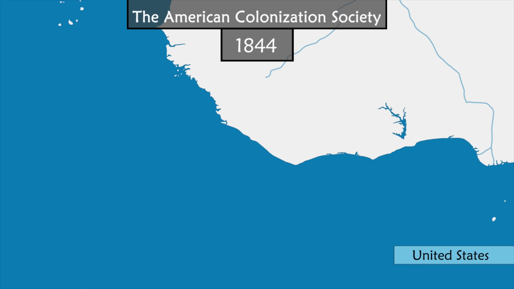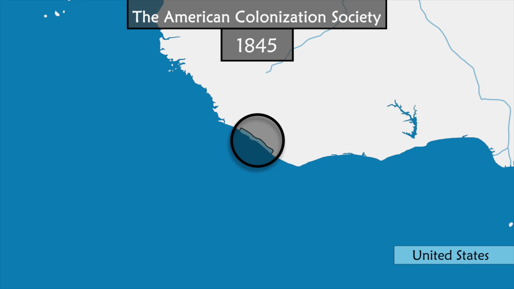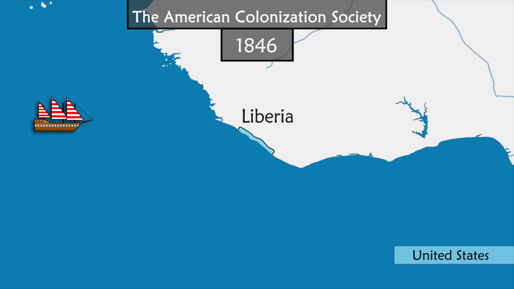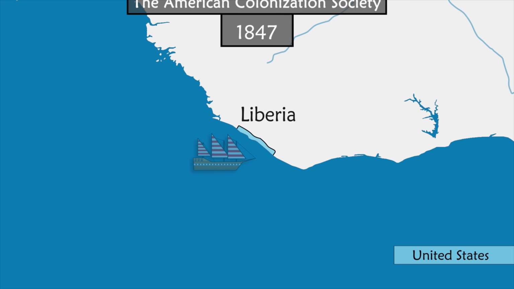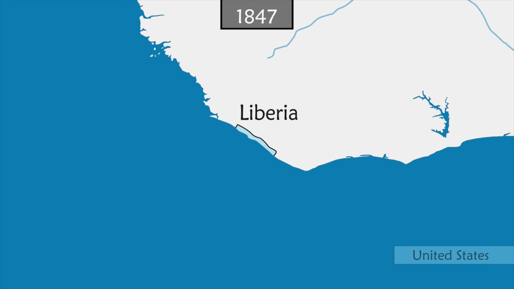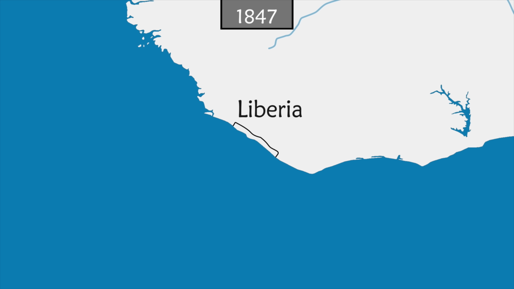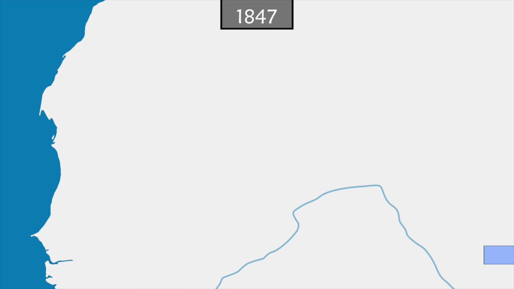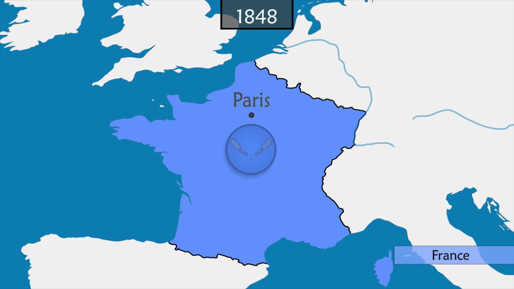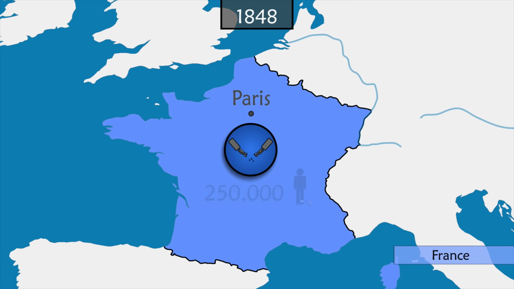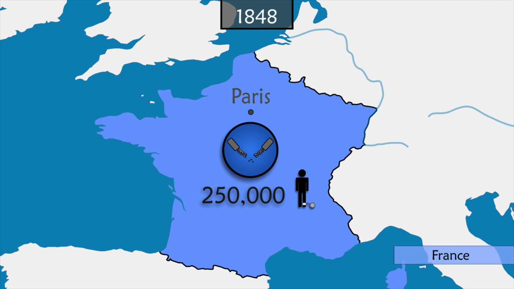A company, after buying land in Africa, creates Liberia to organize the return of freed blacks. In 1847, Liberia gains its independence and finds itself governed by the newcomers, to the detriment of the indigenous populations. In 1848, France abolishes slavery in its turn. About 250,000 slaves are freed.